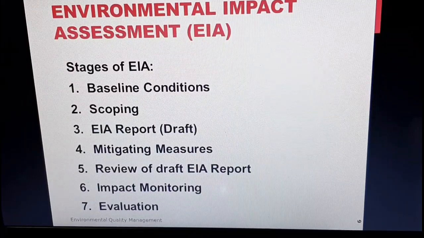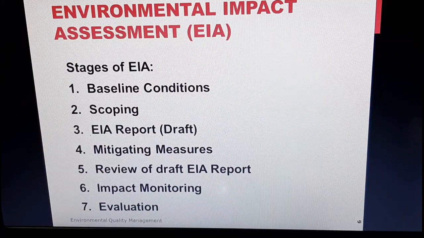So we were talking about impact monitoring. Environmental monitoring is one of the most important components of an EIA. This is done to ensure that the impacts do not exceed the legal standards and an early warning of any kind of potential environmental damage is provided to us in time.